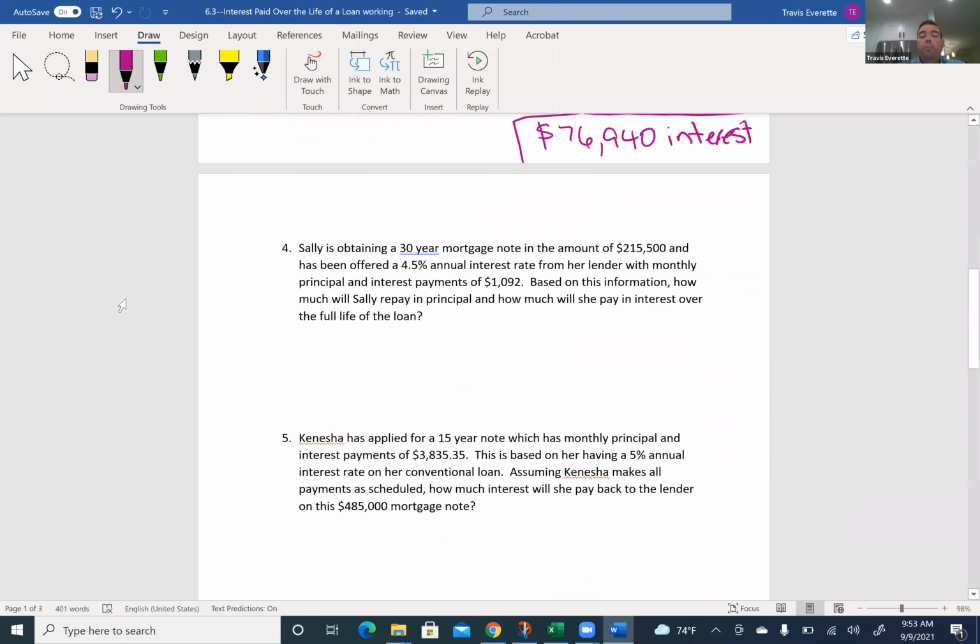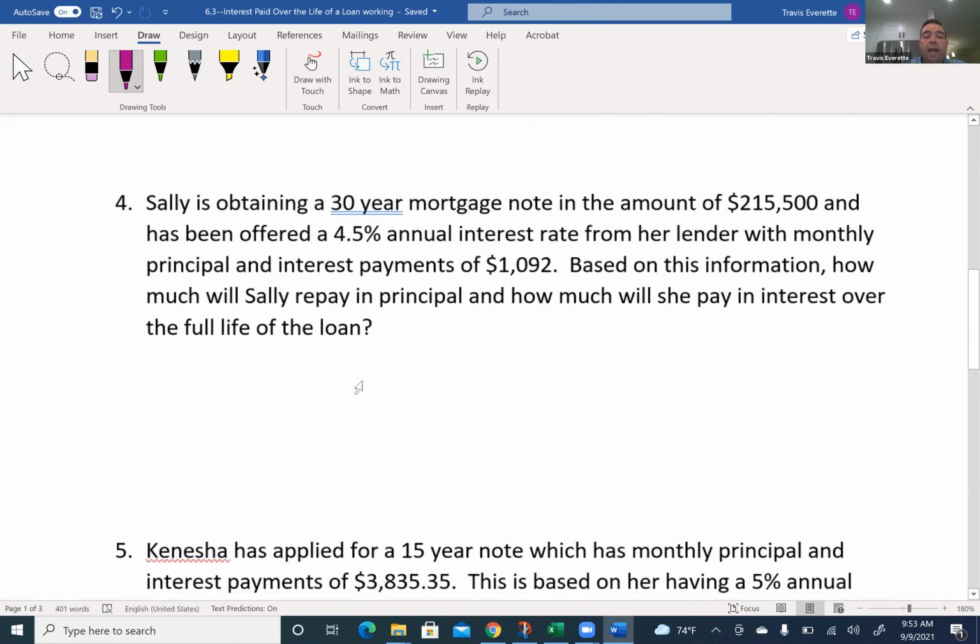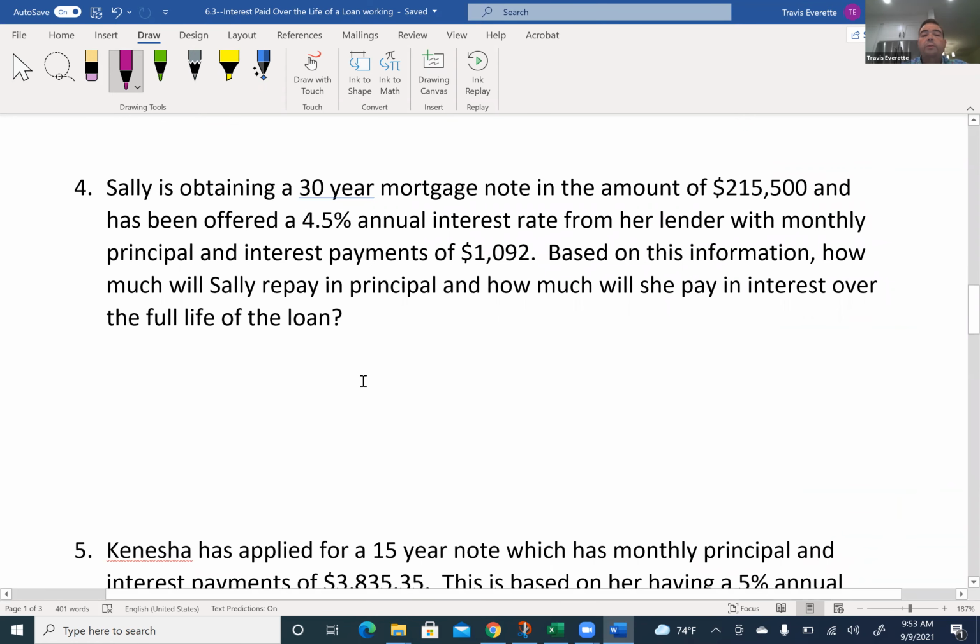Okay. Number 4 says Sally is obtaining a 30-year mortgage note in the amount of $215,000 and has been offered a 4.5% annual interest rate from her lender with monthly principal and interest payments of $1,092. Based on this information, how much will Sally repay in principal and how much will she pay in interest over the full life of the loan? So they want us to figure out the total and then break it up into the two pieces.